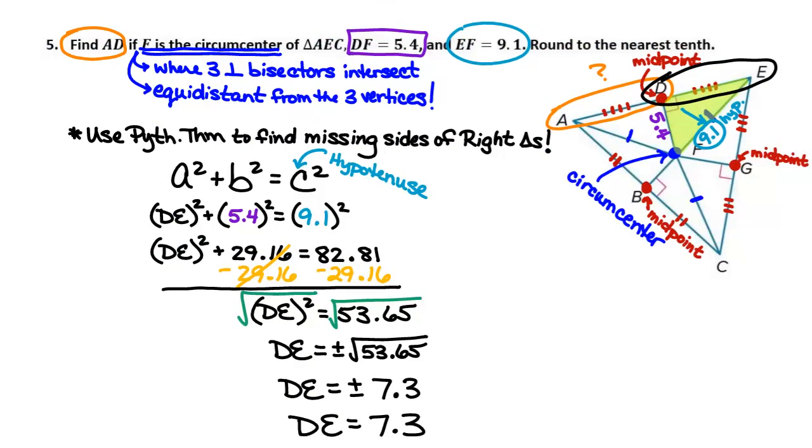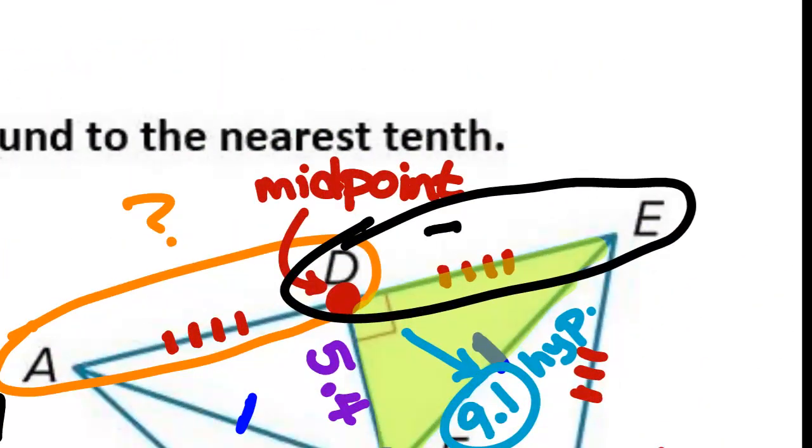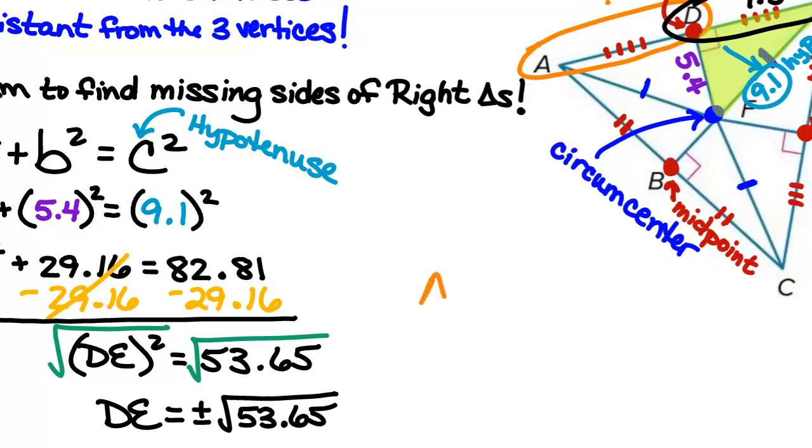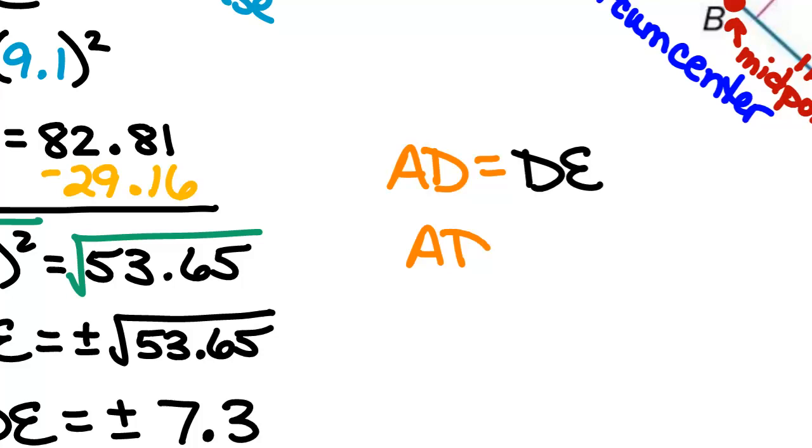I'm going to go add that to my picture. 7.3. They didn't ask me to find DE, though. They asked me to find AD. It's congruent. AD is the same size as DE. So that means AD is how big? AD is 7.3.